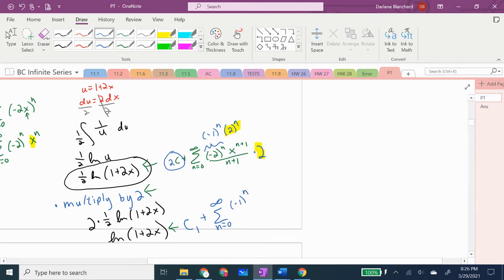And that means I have negative 1 to the n. I have 2 to the power of n plus 1. And my x is also to the power of n plus 1. And I'm just n plus 1 out here.